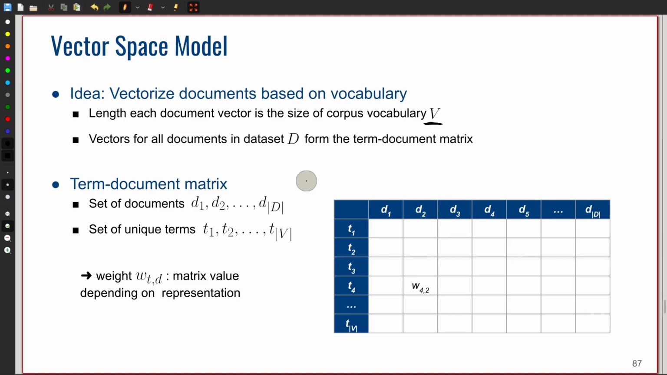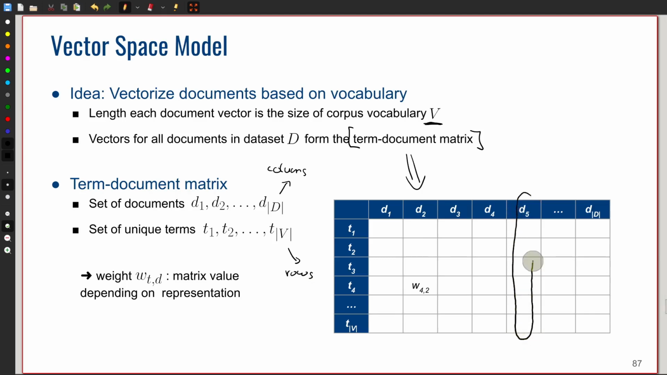And putting all vectors for all the documents together forms what is called the term document matrix, which is visualized here. So the term document matrix essentially represents the set of all documents, which are represented by the columns in this matrix, and the set of the unique terms, which are represented by the rows in this matrix. And you can quickly see that if we, for example, pick any column in this matrix, this then would represent a document vector.